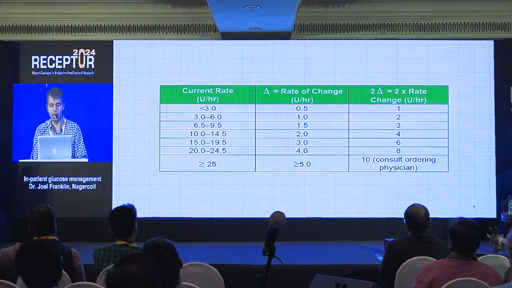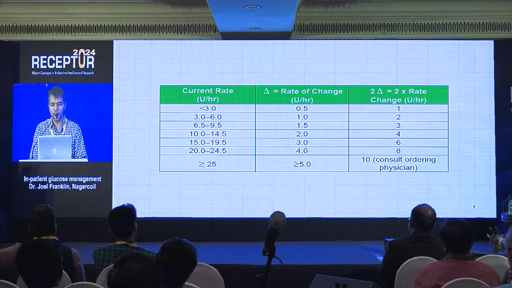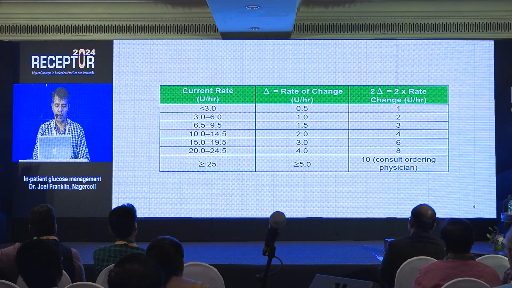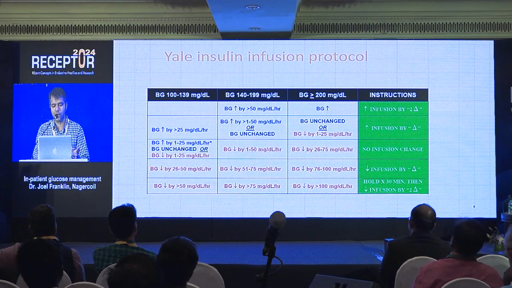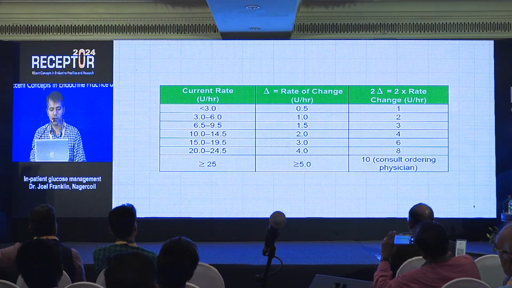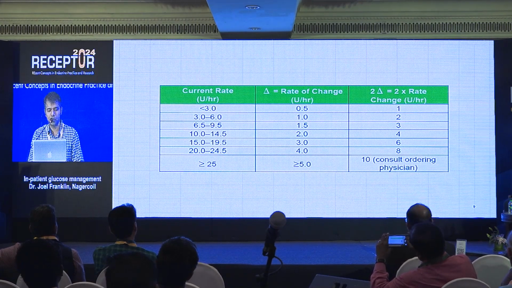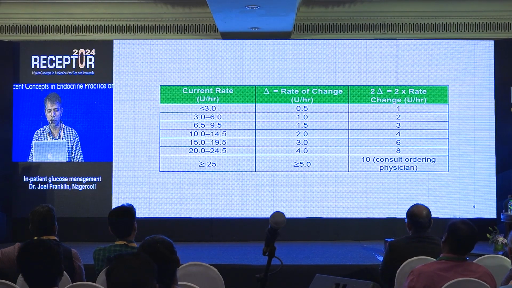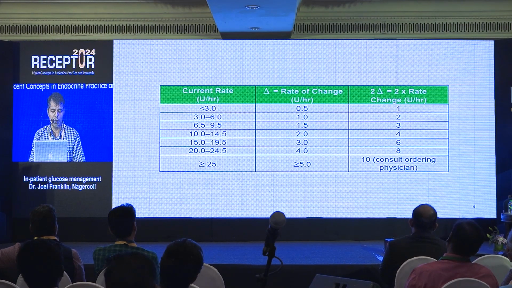So you have to multiply 2 into 2. The rate change is 2 times 2 delta, so we have to increase it to 6 units per hour. Like this, for example, if the blood glucose drops from 350 to 250, dropped by around 100 mg, you have to decrease the infusion by delta. Already the infusion rate was 3.5, and you reduce the rate by 1 delta, so you can make it 2.5 units per hour. Like this, you have to slowly titrate hourly based on the GRBS value.